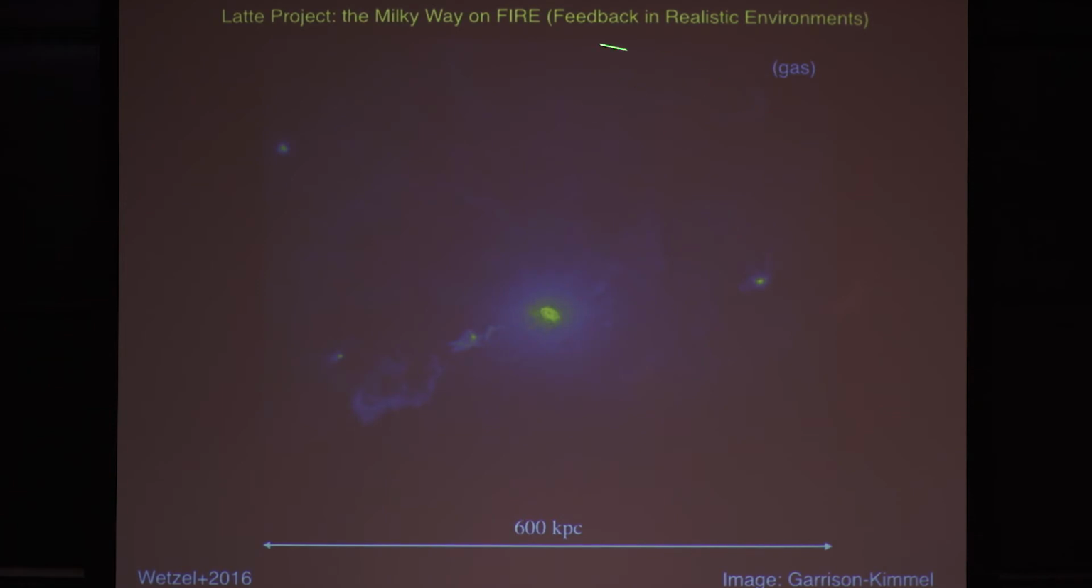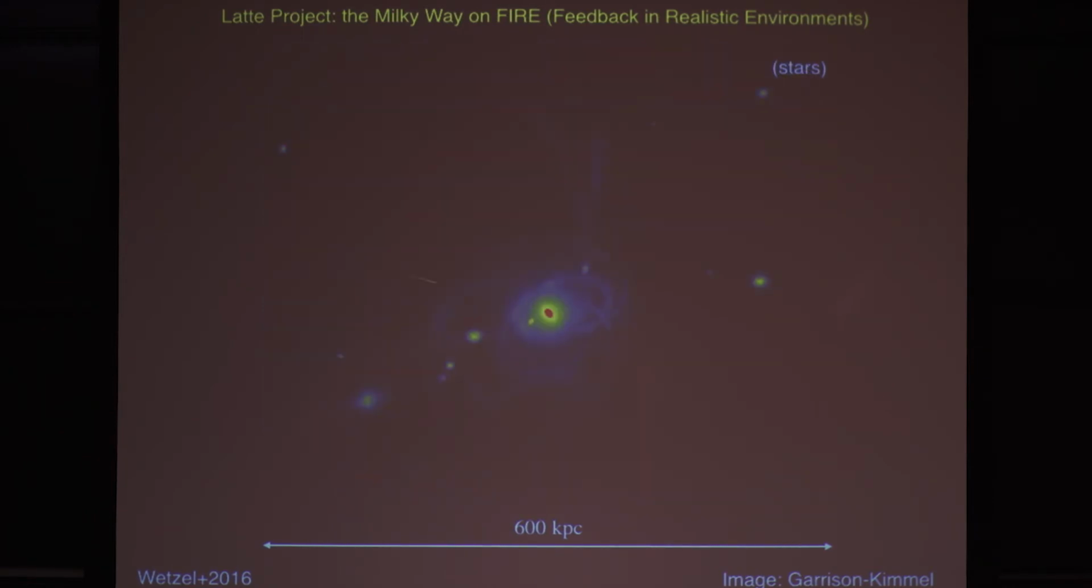So this is another FIRE paper. This is one of the halos I've actually been showing you before that's been named the Latte halo. But what's shown here is the gas out to about 600 kiloparsecs around this galaxy. And this thing looks a lot like the Milky Way. But here it's shown in gas. This is what it looks like in stars.